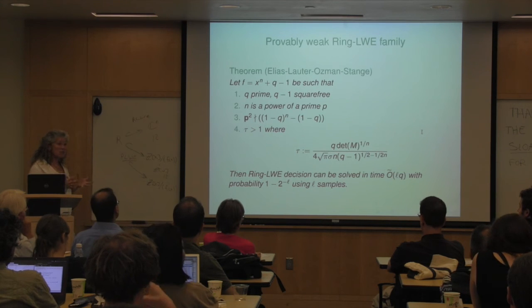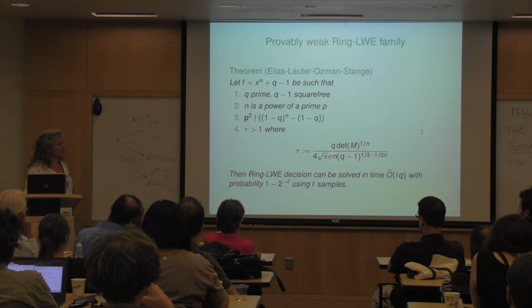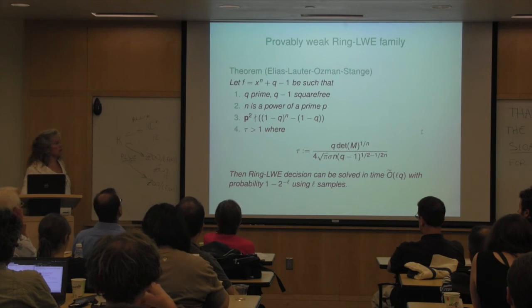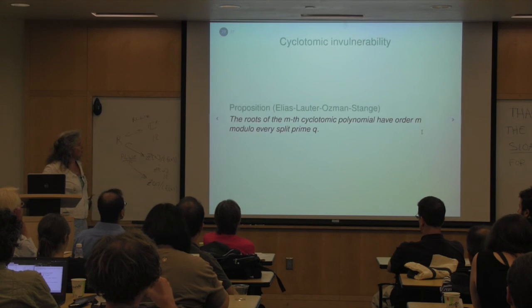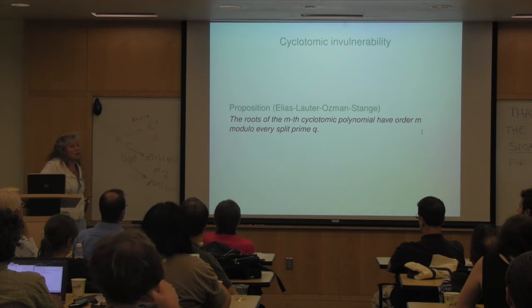So instead of taking nth roots of 1, you're taking nth roots of something else, and somehow that screws everything up in terms of being Galois. So in general, the roots of the mth cyclotomic polynomial have order m. They always have order m.